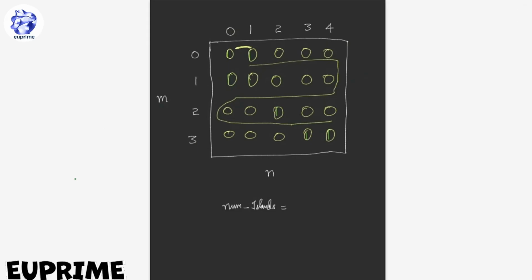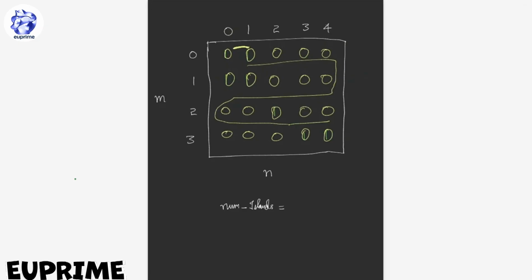The reason you have to turn them into zero is to ensure that you don't double count them, and you don't have to traverse the entire field again. So every time you encounter an island, you increment the number of islands variable, so that eventually this becomes three. Every time you encounter a one, which represents an island, you turn that into zero.